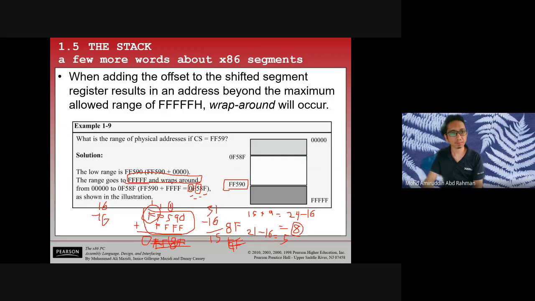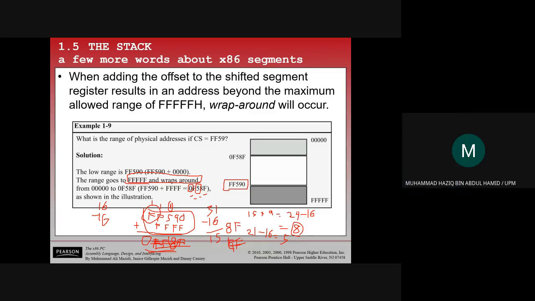So when you add 1, this one you just add 1 more. So F plus 5 plus 1, meaning 15 plus 5 plus 1, so 21. 21 minus 16, you get 5. So you put 5 because it exceeded 16, right? So you put another 1. Okay, you add until the last one, and you get 0. So that's why you obtain the answer 0F58F. You got it? Are you okay? Or you still need more explanation? I think okay, Doctor. Okay.